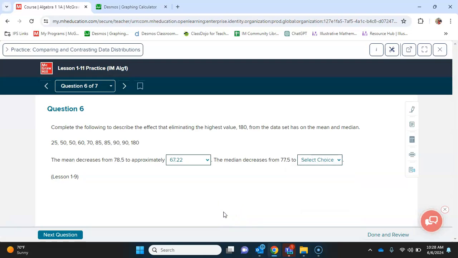Let's count how many numbers there are. And we're not counting 180. Oh, actually we are. 1, 2, 3, 4, 5, 6, 7, 8, 9, 10. Wait, I mean we're not counting 180, and there's 9 numbers, so the 5th number is the median. So 1, 2, 3, 4, 5, which is 70.